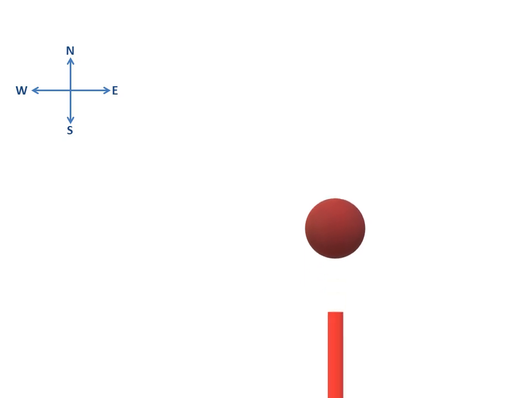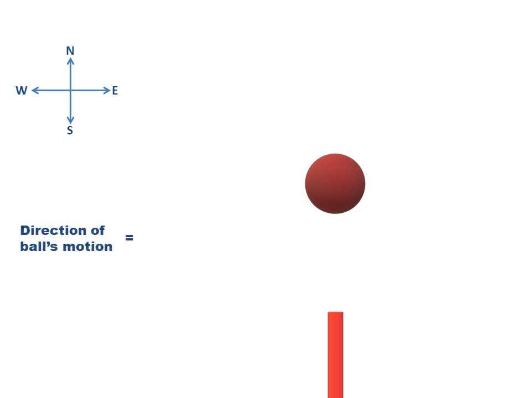Now, consider a ball which is at rest. Let us hit this ball with a stick towards north. Definitely, the ball moves towards north. That's obvious. The direction of the ball's motion is always the same as the direction of force.